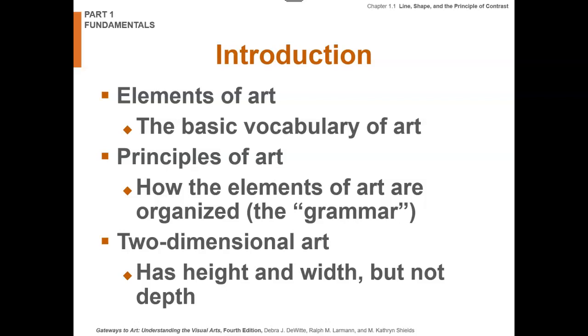So the elements of art are the basic vocabulary of it, so you identify it. And then the principles of art is how the elements of art are organized, right? And so this is what we consider the grammar, right? An example would be line. Line is the vocabulary, it's the element. And then the principle of art of line would be the things that line does.